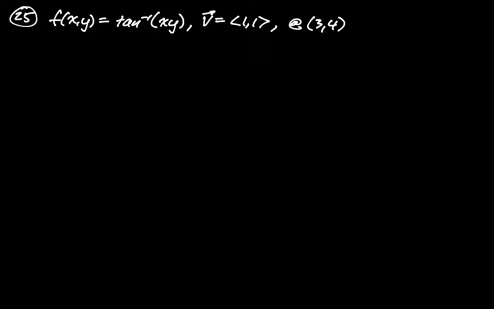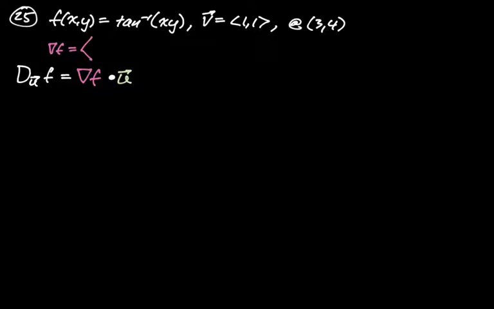So f of x, y is arctan of xy. Our vector is 1, 1 again, and we're going to evaluate the directional derivative at 3, 4. So same stuff, right? The directional derivative is the dot product of the gradient with the unit vector. We need to find the gradient, and we need to find the unit vector. These are really just practice problems in finding gradients, I think. It's like you're practicing finding your partial derivatives. So the gradient is partial x, partial y.